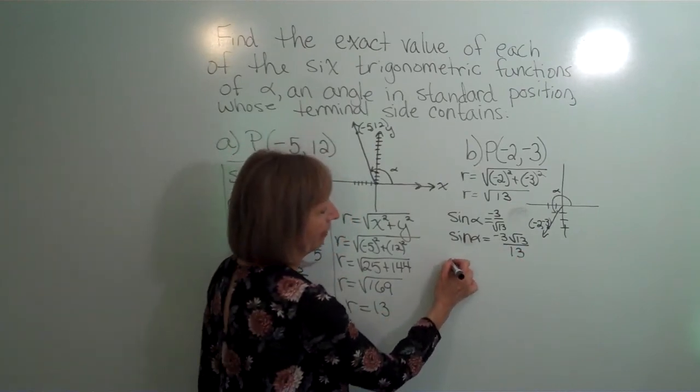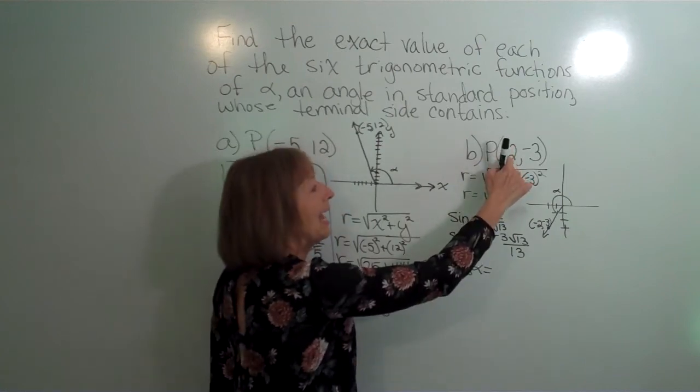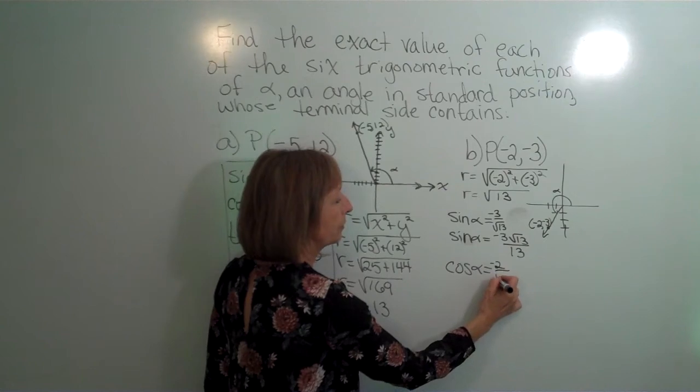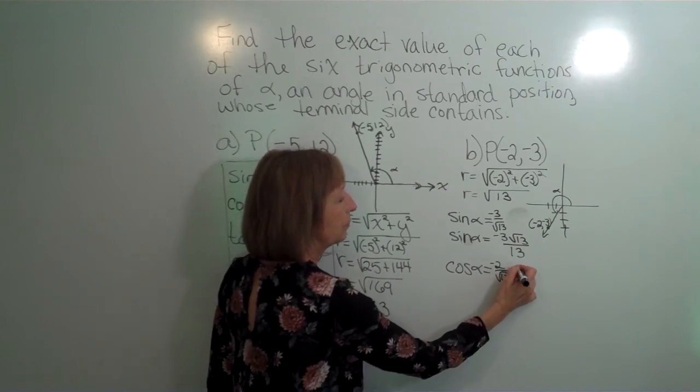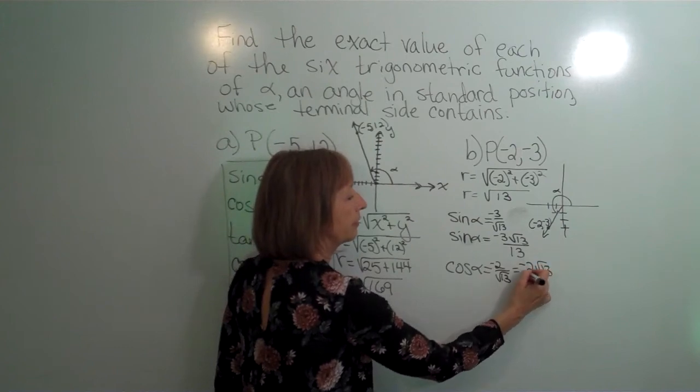The cosine of alpha is going to be x over r. So -2 over the square root of 13, which when I rationalize is -2 times the square root of 13 over 13.